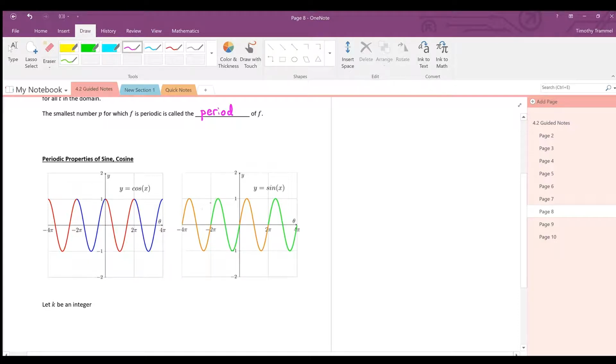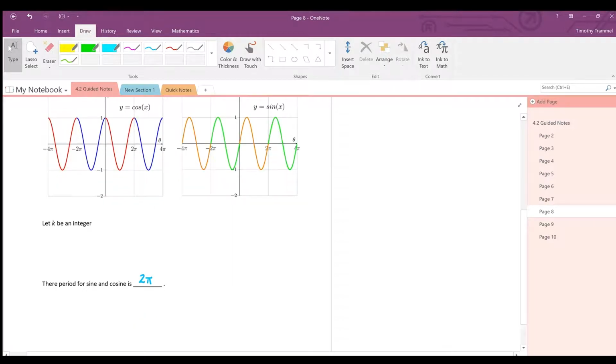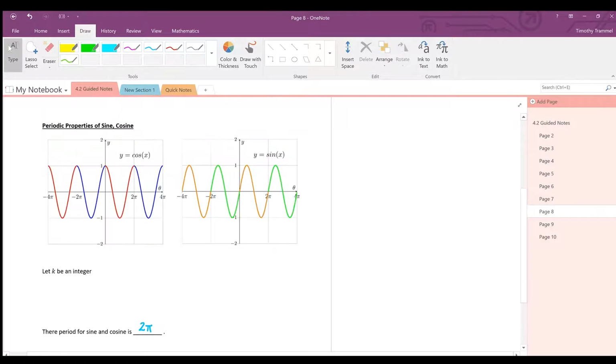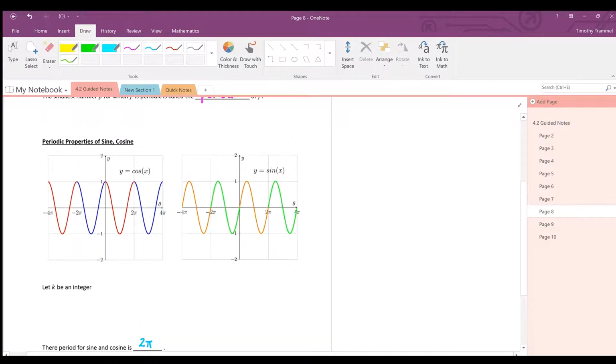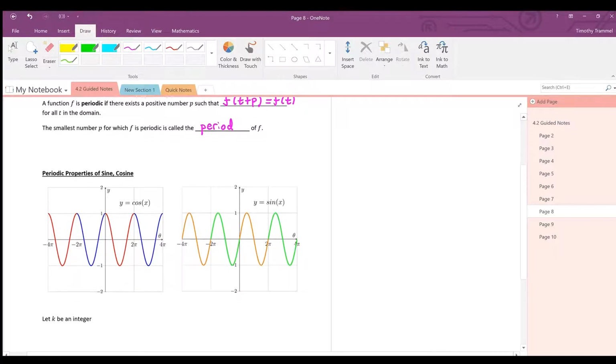And actually the same thing could be said about sine over here. So the same shape is repeating every 2 pi. So both sine and cosine have a period of 2 pi, which I've apparently already written in here. Now that we know that the period is 2 pi, we're going to write it in terms of our definition of periodic up here. And so here's what I mean.